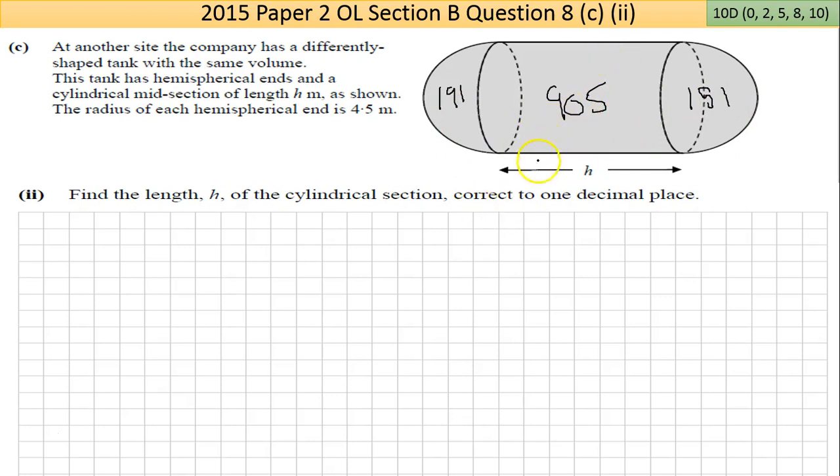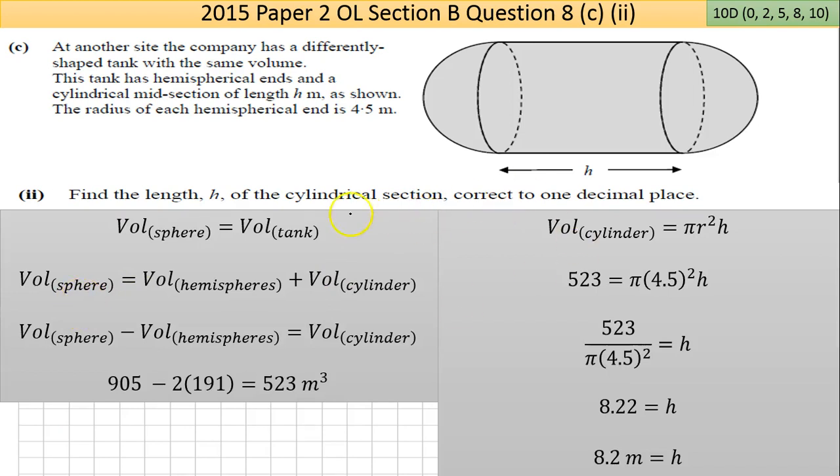The formula for the volume of the cylinder is, what was it, pi r squared h. Yeah, pi r squared h. So I've written that out there in words. The volume of the sphere equals the volume of the tank. I've already mentioned that. The volume of the sphere is the hemispheres plus the cylinder. So the volume of the sphere, take away the hemispheres, gives you the volume of the cylinder. I've done that calculation there. So the 523 is what's important now.